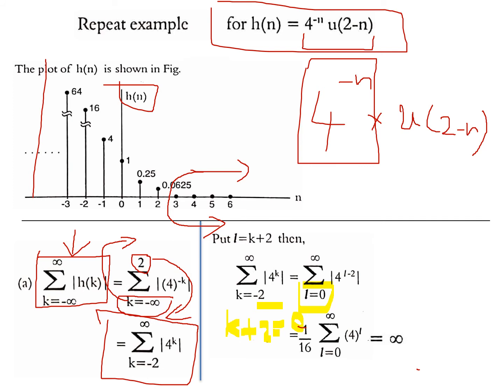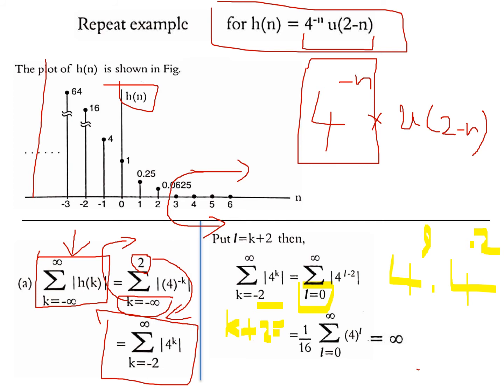That means 4 to the power of L minus 2. Now I can write this as 4 to the power of L into 4 to the power of minus 2. 4 to the power of minus 2 is a constant, so I can take it outside the summation. 4 to the power of minus 2 is 1 by 4 square, which is 1 by 16.